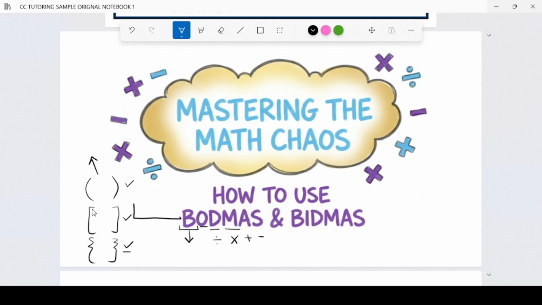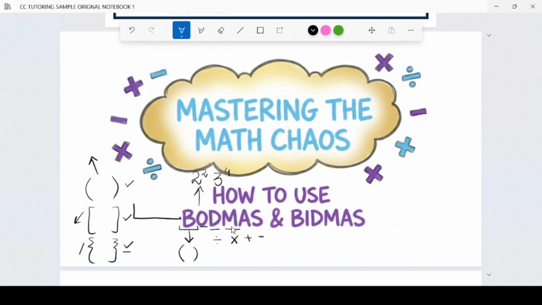This bracket is known as round bracket. This bracket is known as square bracket, and this bracket is known as flower bracket, or some people call it curly bracket. So B stands for brackets, O stands for order of the operation, and the order of the operation means anything that is having some power, like for example 2 to the power of 2, 3 to the power of 4. This is the order of operation.